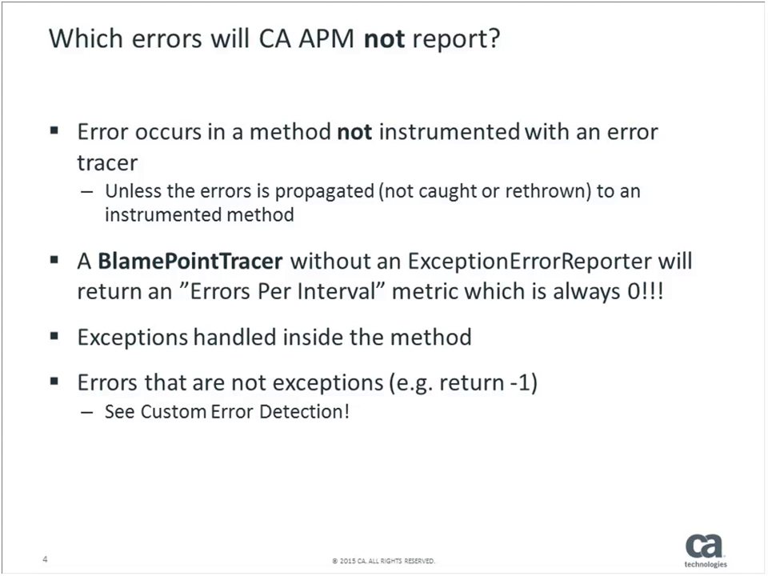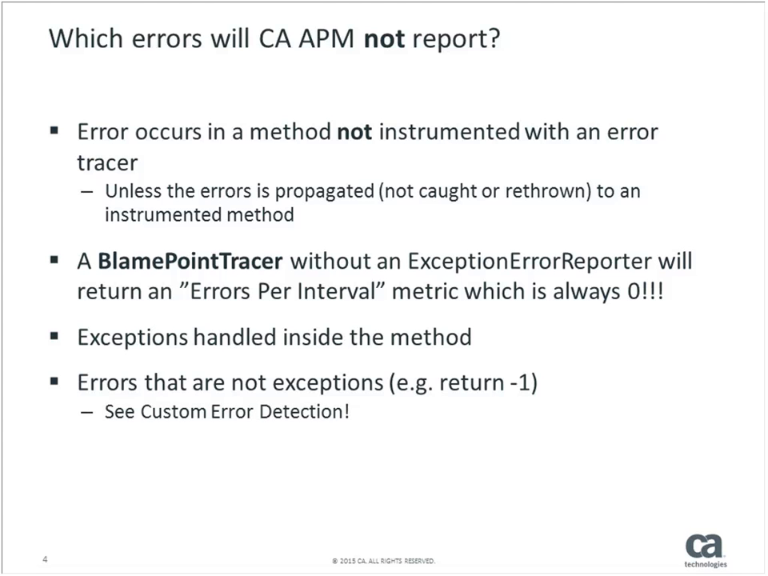If an exception is thrown by some method and it's caught and handled inside the method we instrument, we will not be aware that the exception even occurred. So it's not thrown out of the method, it's handled. So for us, it's not an error condition. The developer handles the exception inside the method, so that's okay.